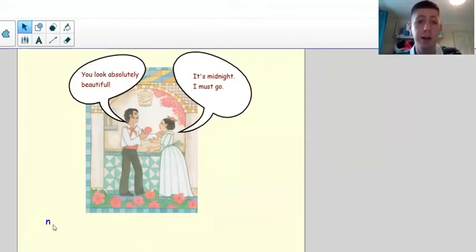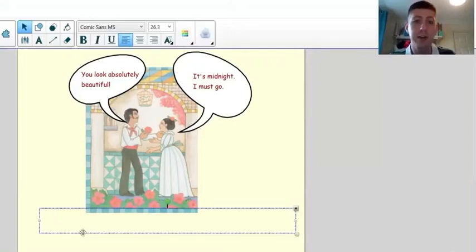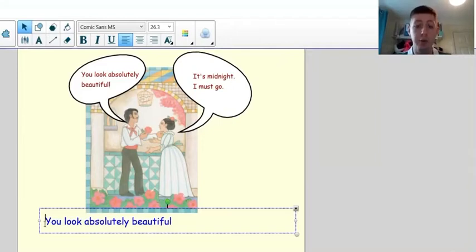Speech marks look a little bit like 2 lines up the top here, and then 2 lines up the top here at the end of the sentence. So they go at the start and the end of the sentence. They go at the start and the end of what has been said. So let's do that bit first of all. The character of Javier is saying, "You look absolutely beautiful." So I'm going to write, "You look absolutely beautiful." The speech marks need to go at the start of what he's saying and at the end of what he's saying. So I've now got the speech in speech marks.